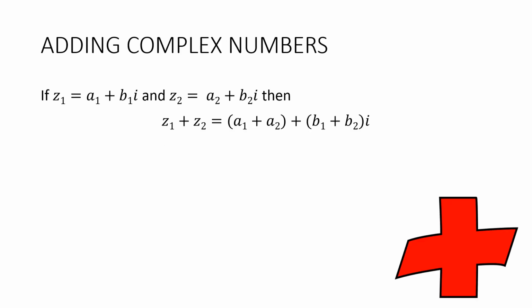So if we want to add complex numbers, then there's the rule. It's pretty easy though. If we want to add 3 minus i and 2 plus 2i, we add the real parts, so we're going to get 5, and then add the imaginary parts, which is i. So the answer here is 5 plus i.